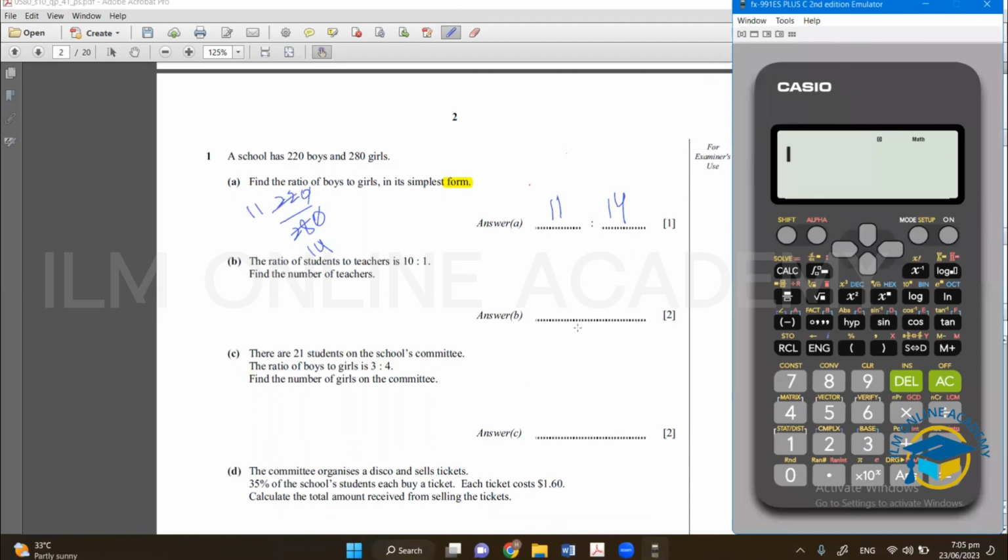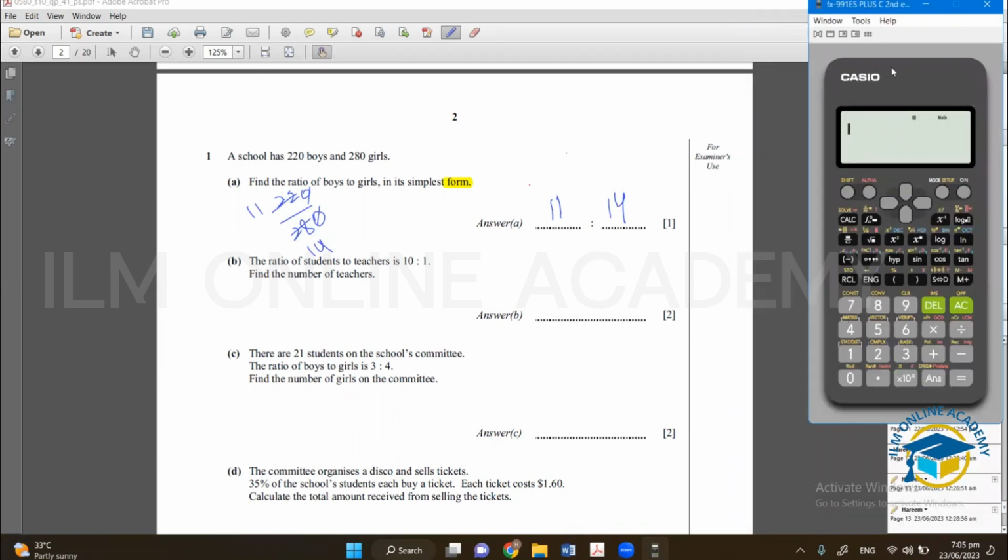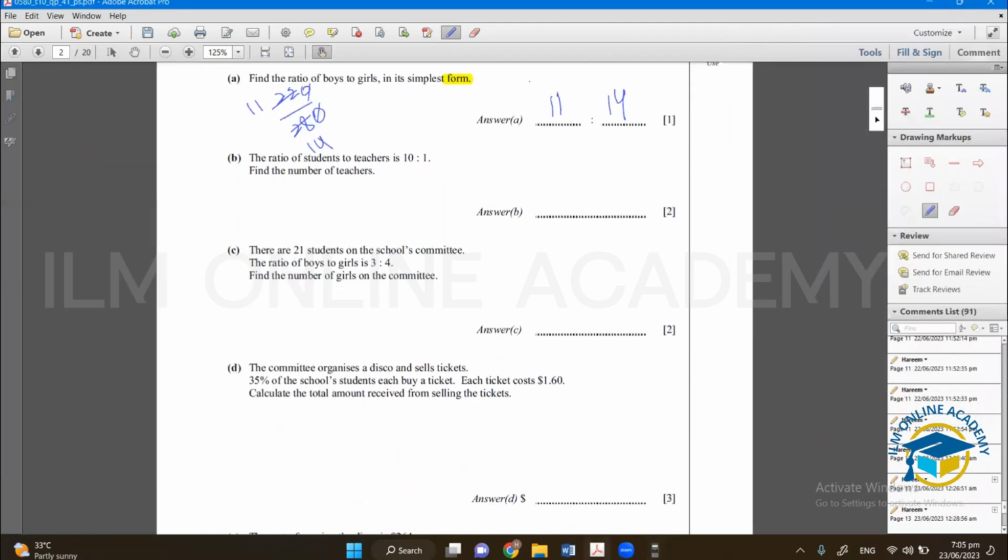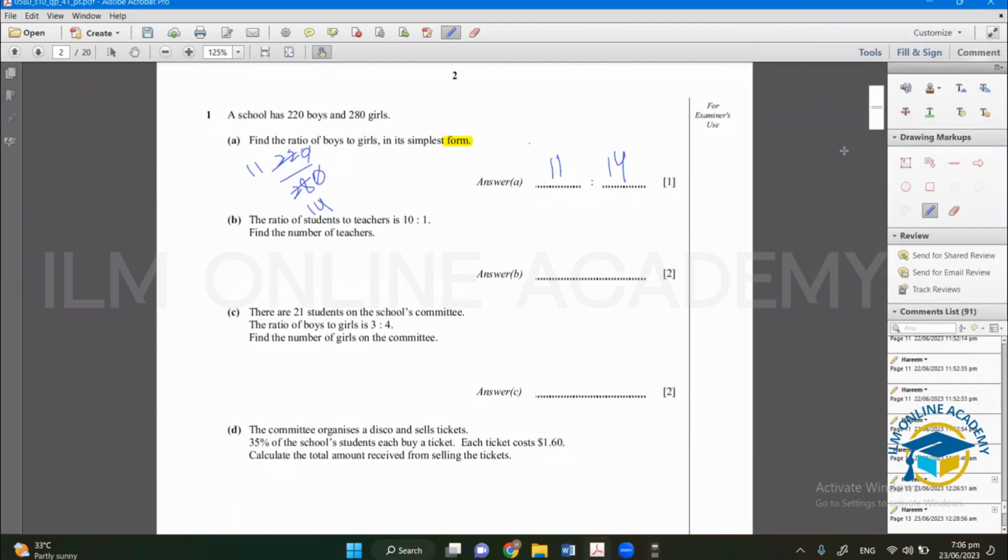We have our calculator here also. Now part B: the ratio of students to teachers is 10 ratio 1. Find the number of teachers. If you can see, all the parts are linked. All the parts are connected with each other.